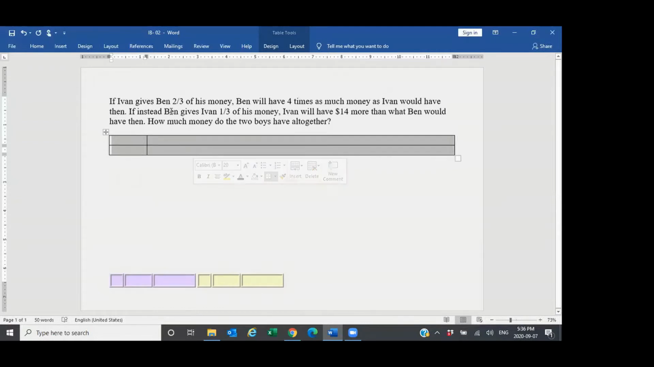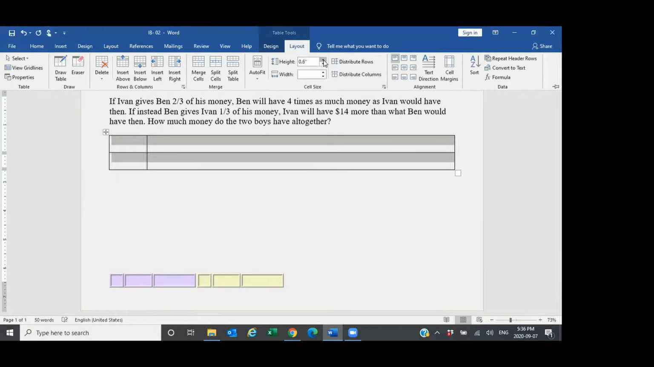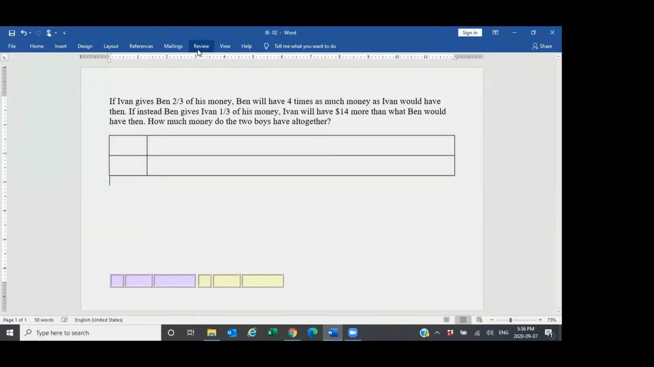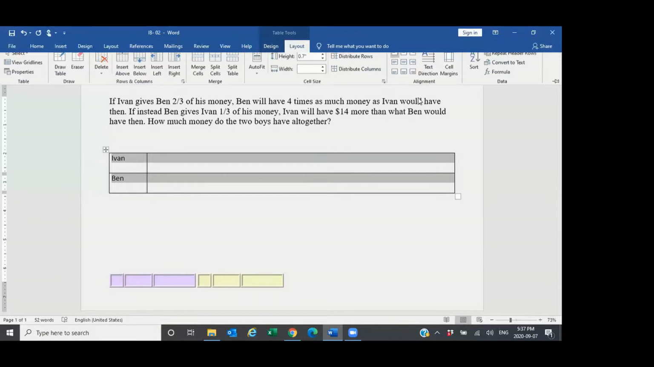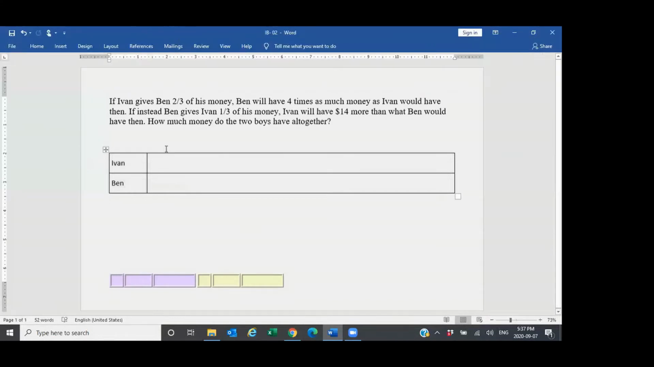The table isn't looking very nice, so I'm going to go to the layout and fix it. There we go. Right, Ivan, not whatever that said, and Ben. Let me just do something here. There we go. That'll just make everything good and in the middle, but touching the corner of the left edge.